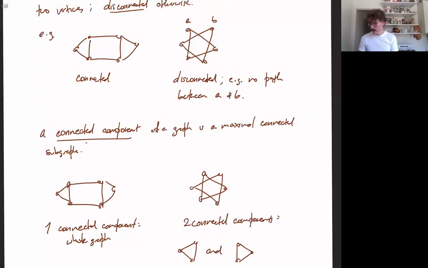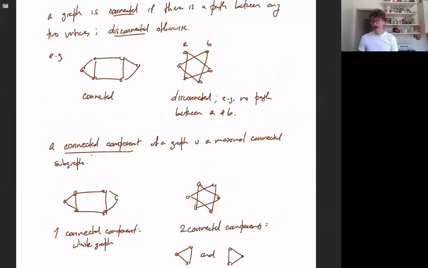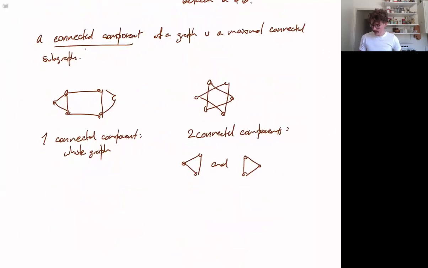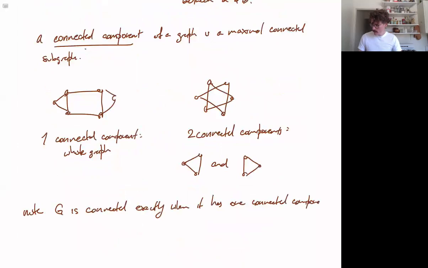And just as a quick connection between the two things, you will notice that a graph is connected, I can even write this down, exactly when it has one connected component. If you have more than one connected component, then you are disconnected.